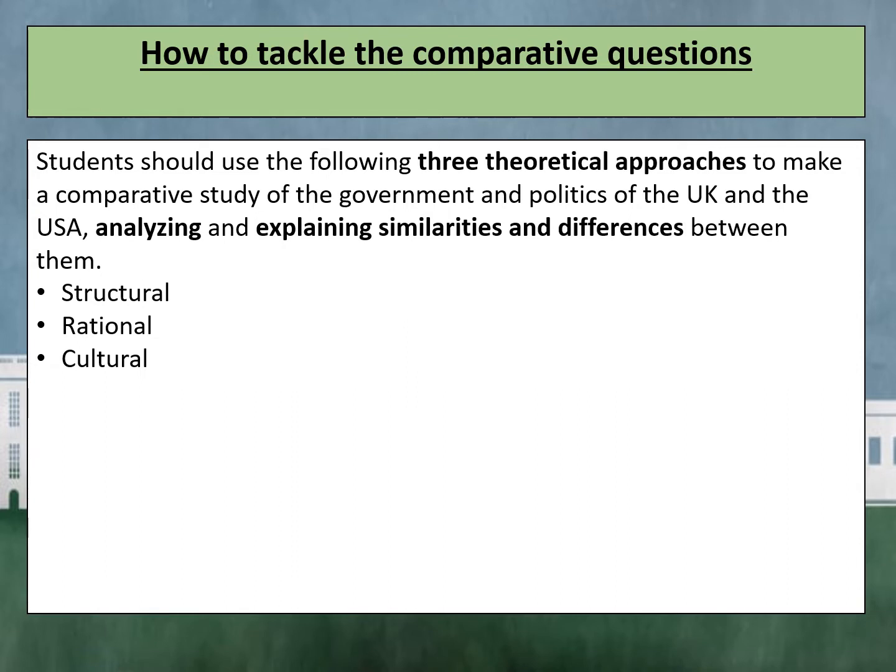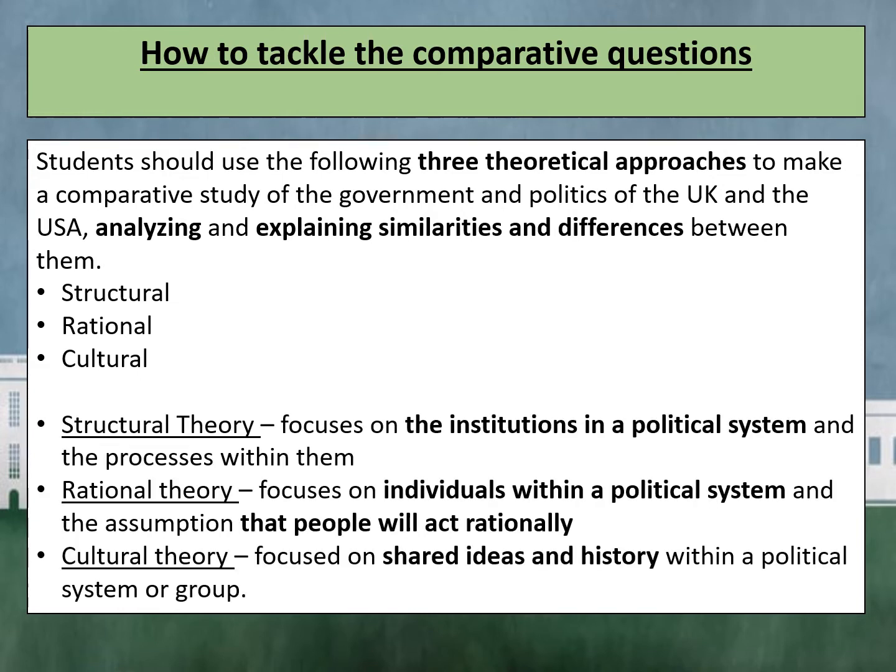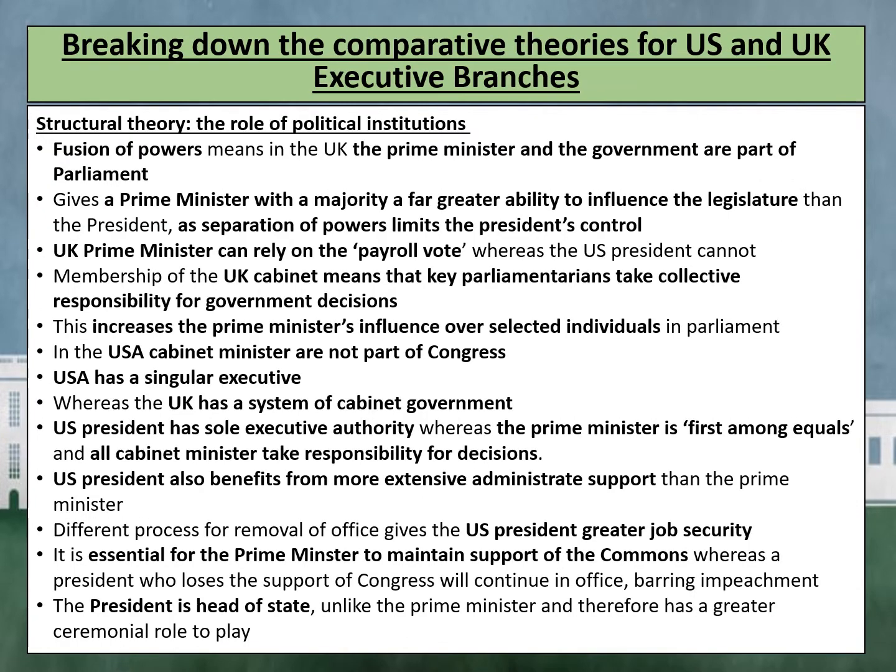The three comparative theories are structural, rational and cultural. Structural theory focuses on the institutions in a political system and the processes within them. Rational theory focuses on individuals within a political system and the assumption that people will act rationally, whereas cultural theory focuses on the shared ideas and history within a political system or group. Let's start by looking at structural theory and how we can apply this to the executive branch.